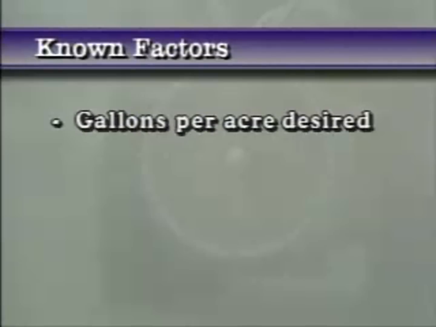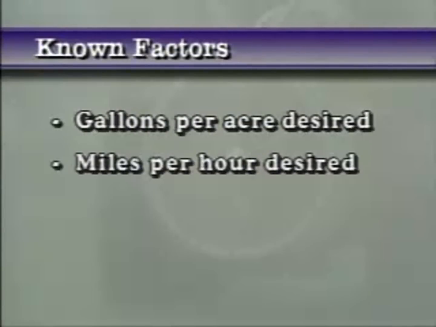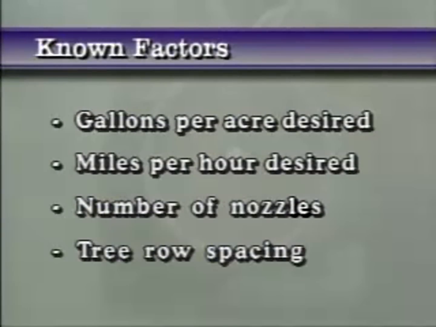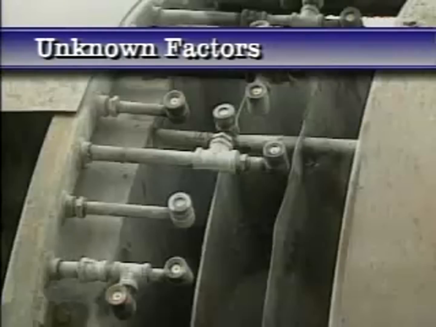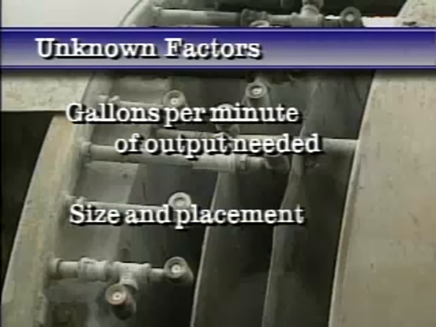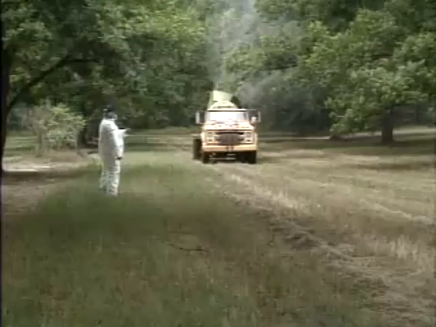Here are the known factors: the gallons per acre desired, the miles per hour desired, the number of nozzles on the sprayer, and tree row spacing. Information that needs to be determined and set for the machine can be termed unknowns. They are the gallons per minute of output needed and the size and placement of nozzles.